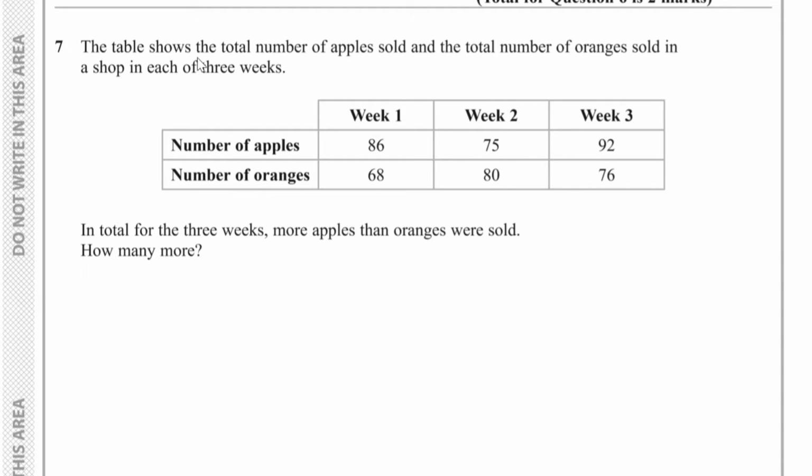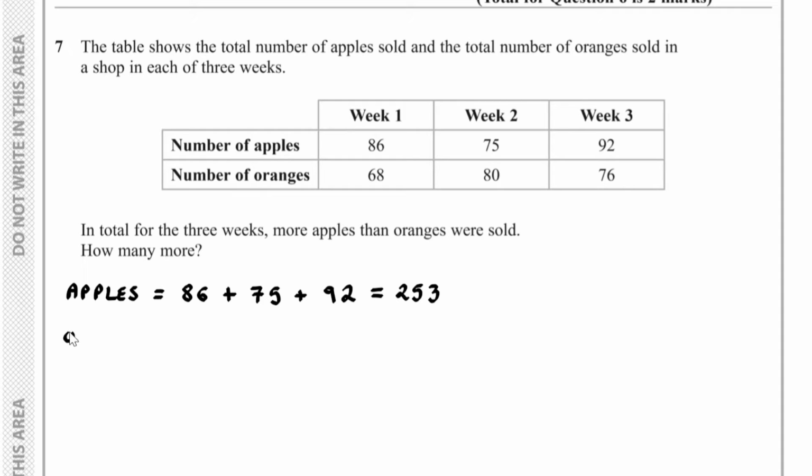Question number 7. The table shows the total number of apples sold and the total number of oranges sold in a shop in each of 3 weeks. So we've got number of apples and number of oranges. In total for the 3 weeks, more apples than oranges were sold. How many more? Well, what we can do is find out the total number of apples. That's equal to 86 plus 75 plus 92, and if we work out what this is, we get 253.